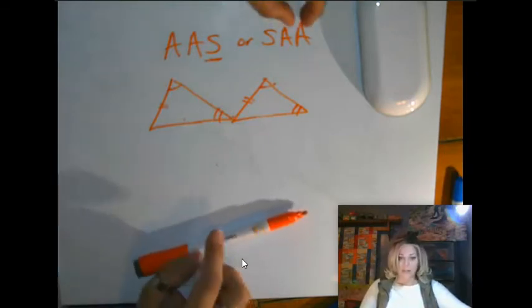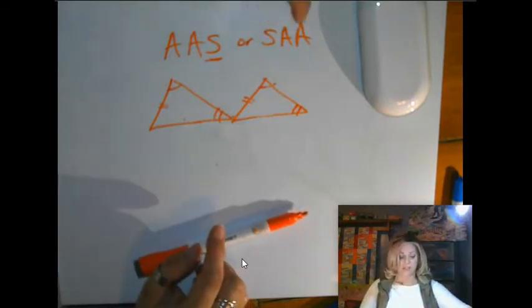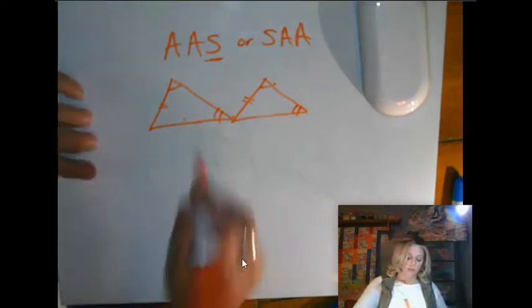The lettering, which one goes together, that matters. So see two angles in a row and then a side. Two angles in a row and then a side. So let's do one more.